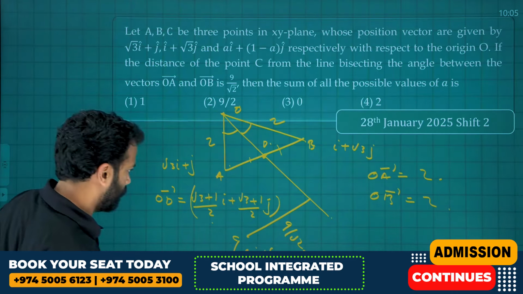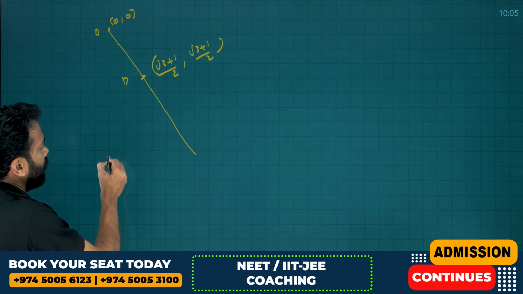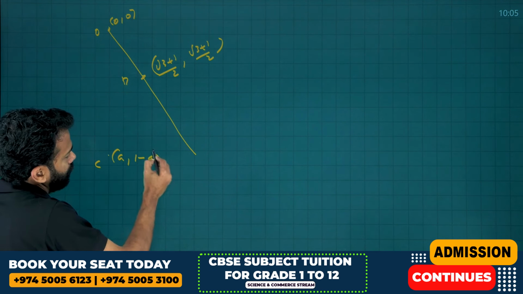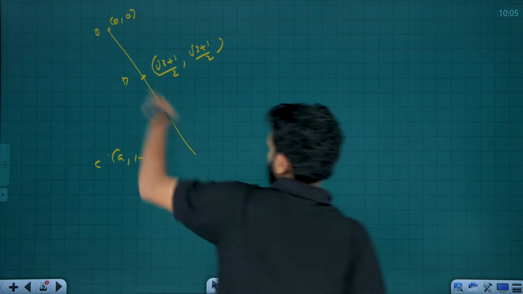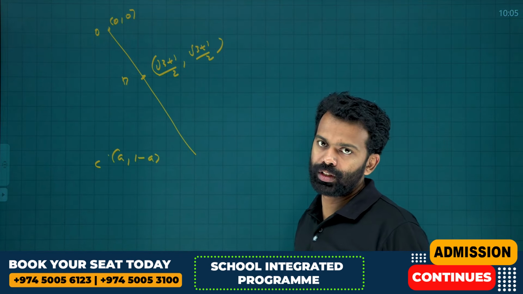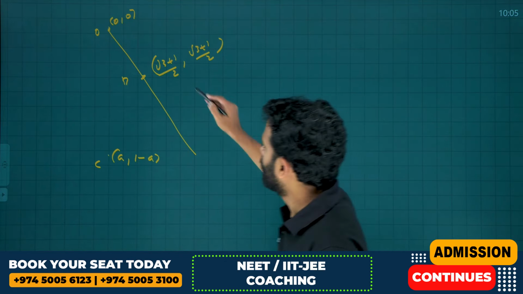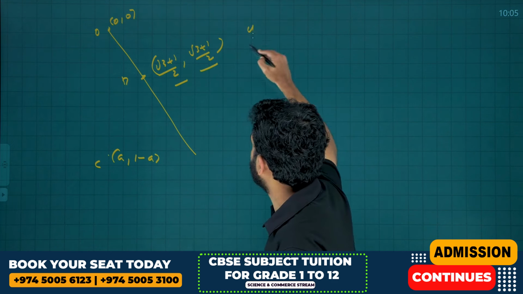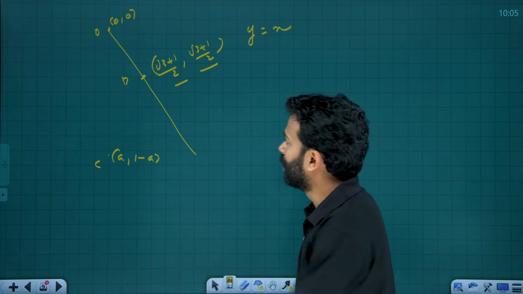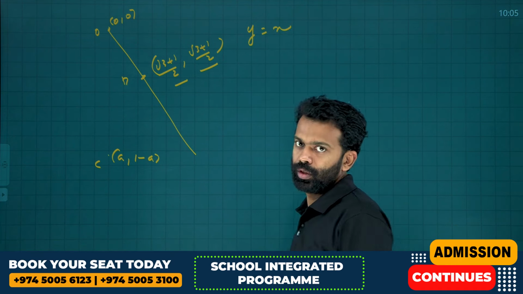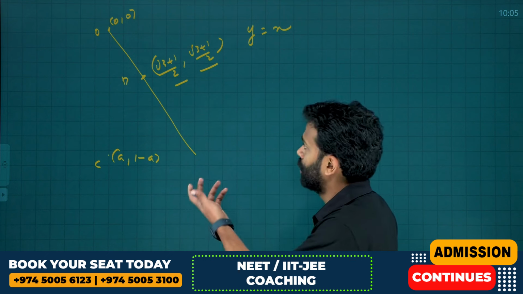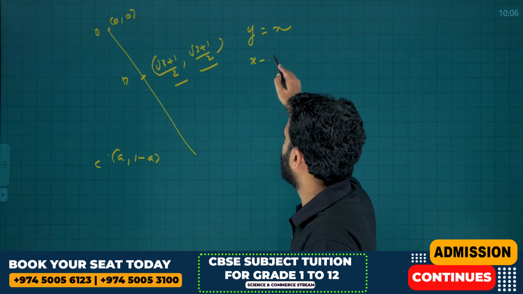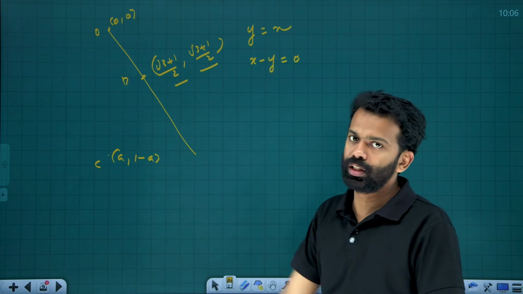And there is another point C. I placed it here. That is C, that is (A, 1 minus A). So what is the equation of this line? Could you tell me the equation of this line using 2D geometry concepts? See, here the x coordinate and y coordinate are the same. So it is a line where y is equal to x, right? This is a line in the 2D plane. Therefore, the equation will be y is equal to x. If you rewrite it, you will get x minus y is equal to 0. So that is the equation of this line.